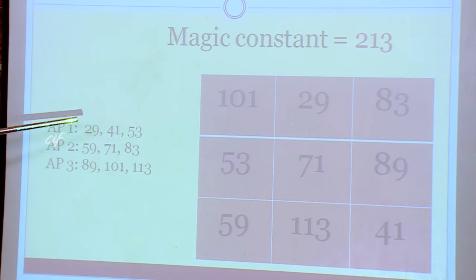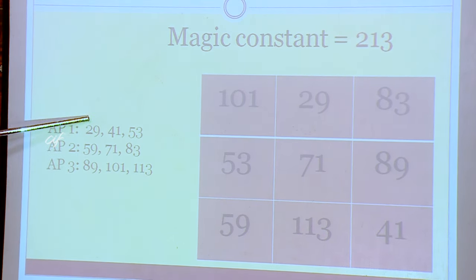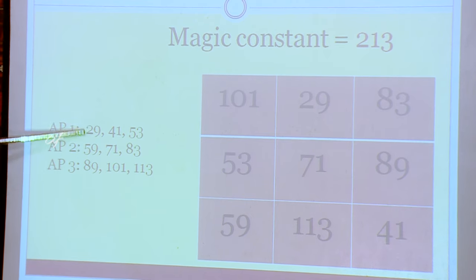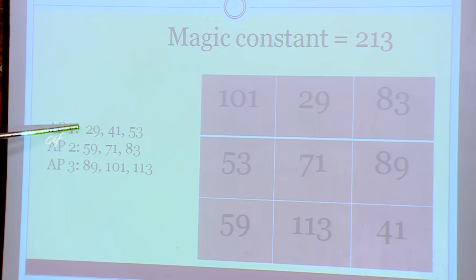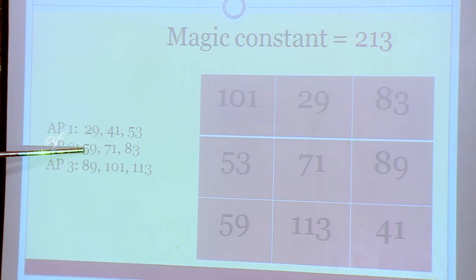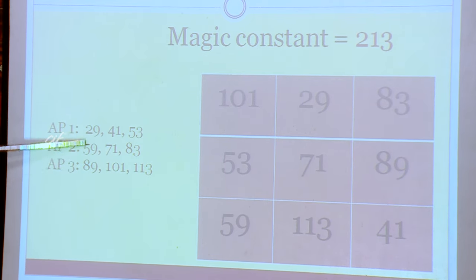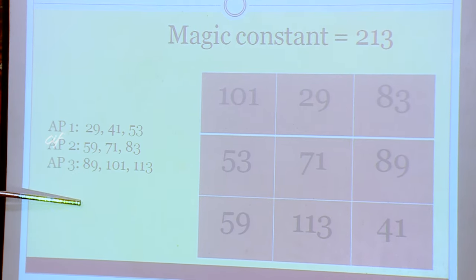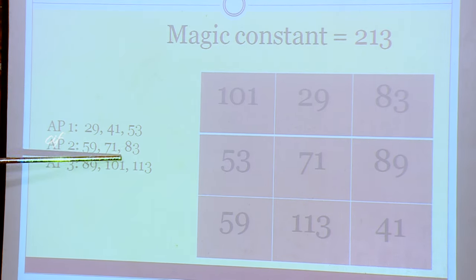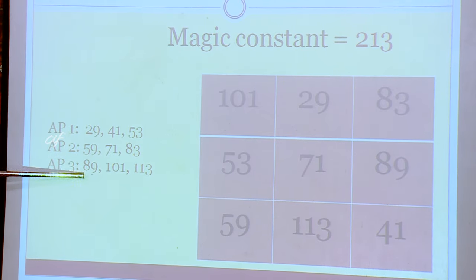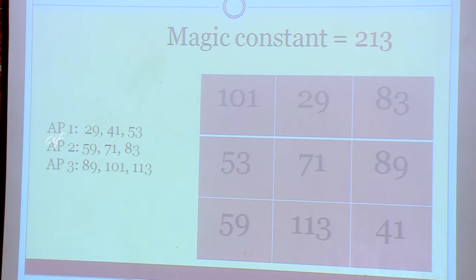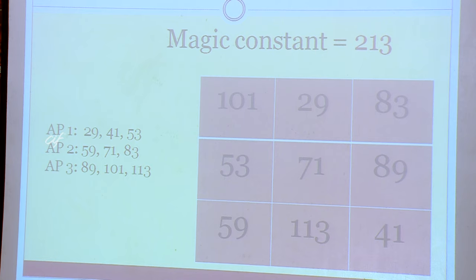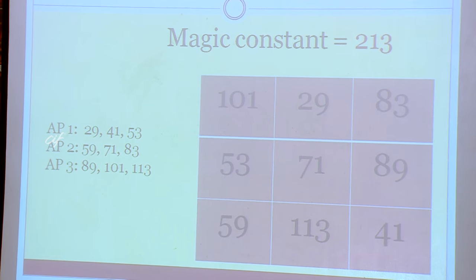And the first term in all the APs, 29 plus 30, 59 plus 30, so they are also in an arithmetic progression. So if we take 3 similar arithmetic progressions, such that the first terms are also in an arithmetic progression, then using that we can make a prime number magic square, or any magic square for that matter.